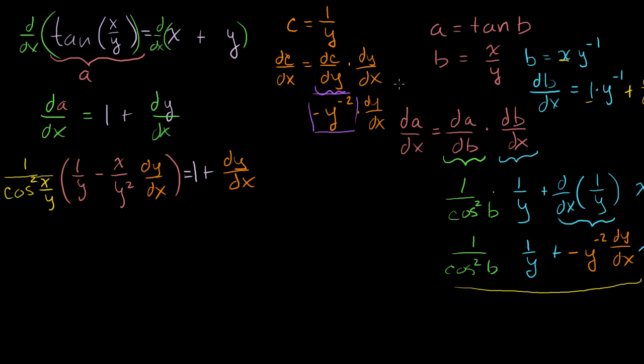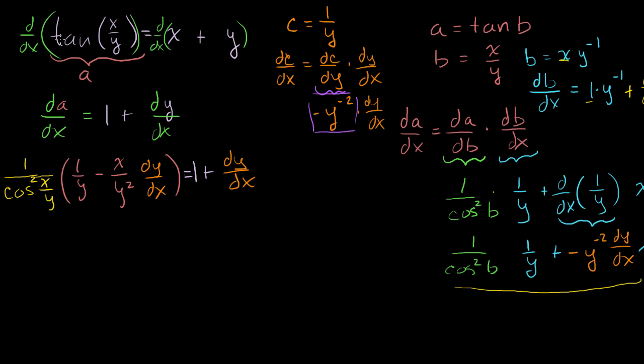And I went through the chain rule at every step of the way. But once you get the hang of it, you can literally just go straight down this way. And the way you think about it is, the right-hand side, I think you get it. Derivative of x is 1. Derivative of y with respect to x, well, that's just dy dx. But the left-hand side, you take the derivative of the whole thing with respect to x over y.